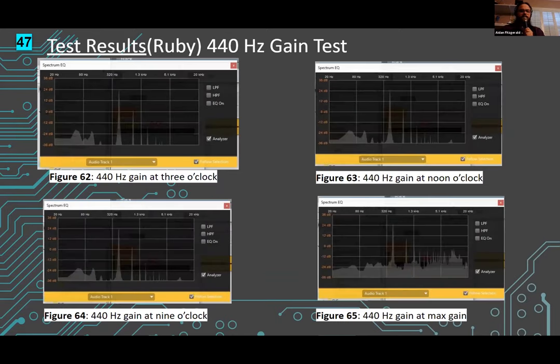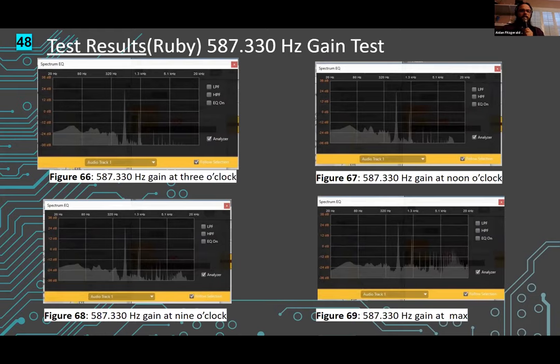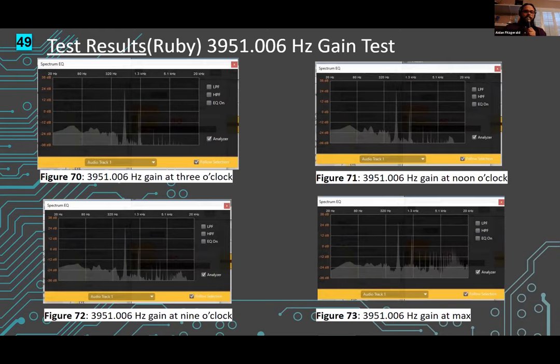The gain testing, so this is right in the middle, mid-range. It behaves as expected. As you slowly crank the gain, it becomes more and more distorted before fully clipping out in figure 65. And then as we get higher, we notice the gain starts to clip a little sooner before you hit max gain, as you can see in figure 68. And then the very top end has very similar results. Before we hit max gain, we're already getting some pretty strong clipping at this frequency range.